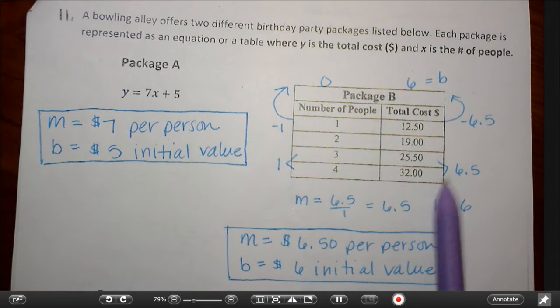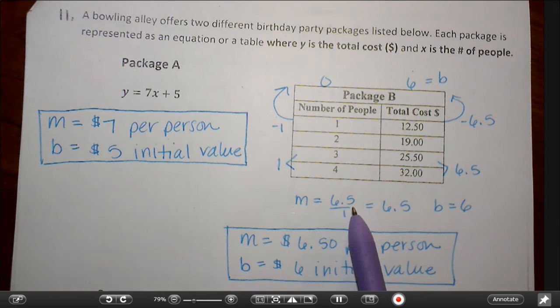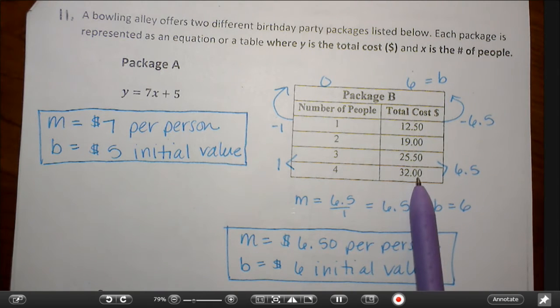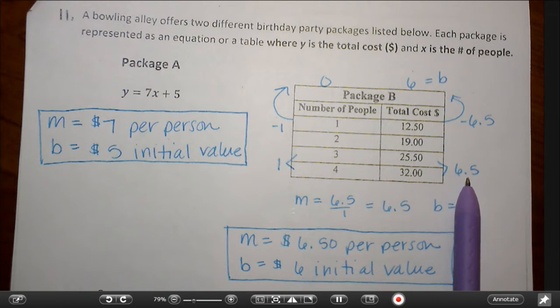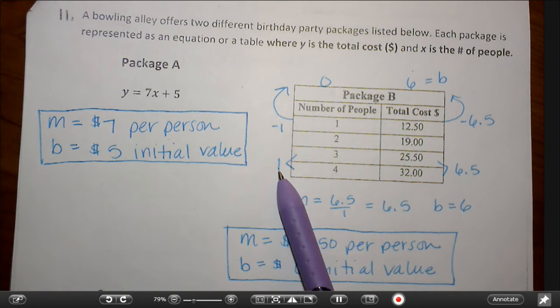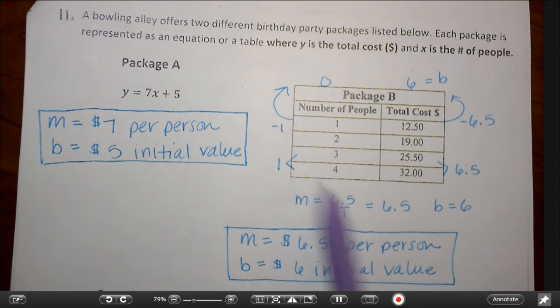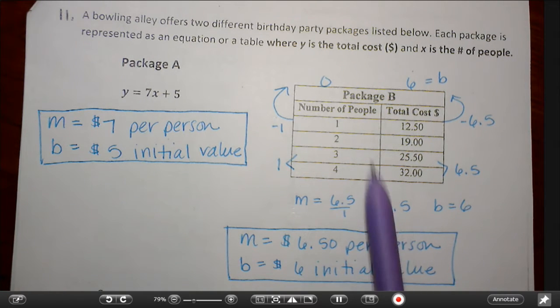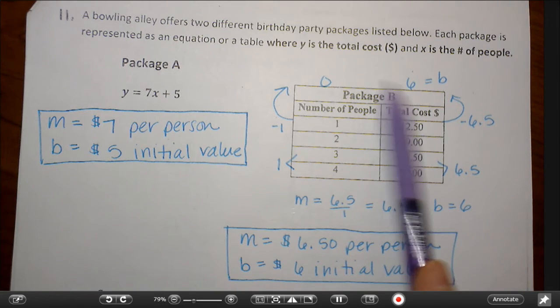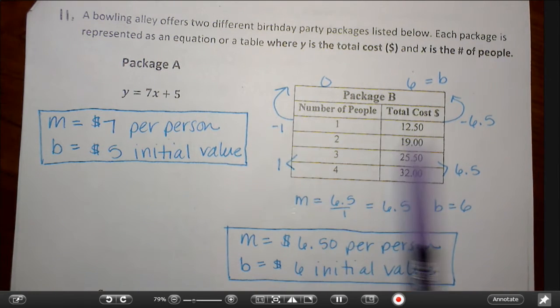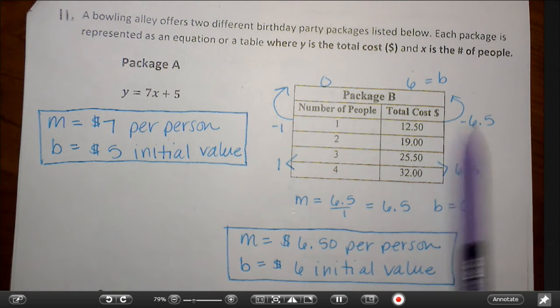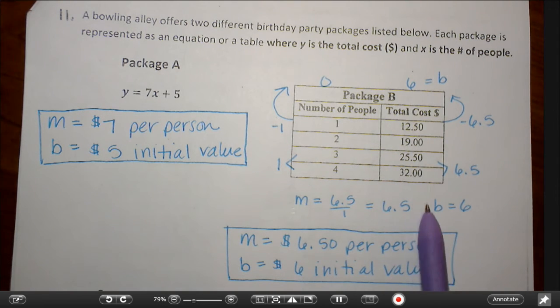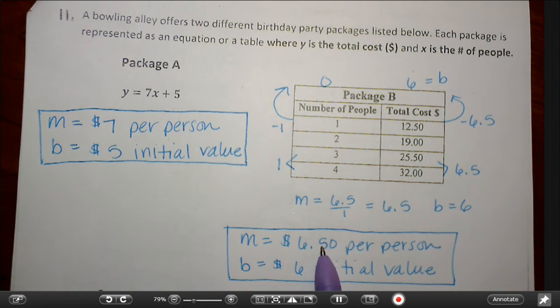Now for package B, it's the change in y over the change in x for your slope. So if you don't know how to get from 25.5 to 32, you take 32 minus 25.5. That gives you 6.5. 3 to 4 is going up by 1. You put the change in y on top, the change in x in bottom, and reduce. And then remember, the y-intercept is the value of y when x equals 0. So we have to take the pattern backward 1 time. 12.50 minus 6.50 is 6. So your b is 6. That's $6.50 per person and a $6 initial value.